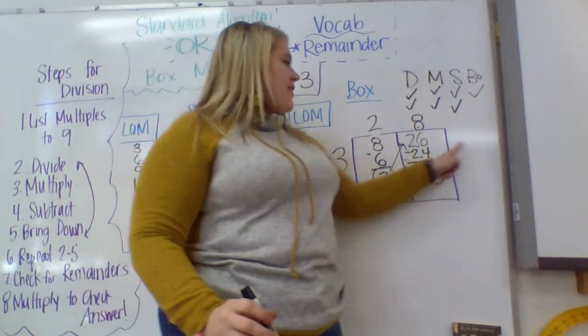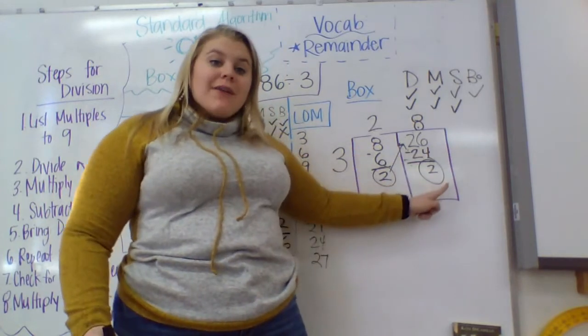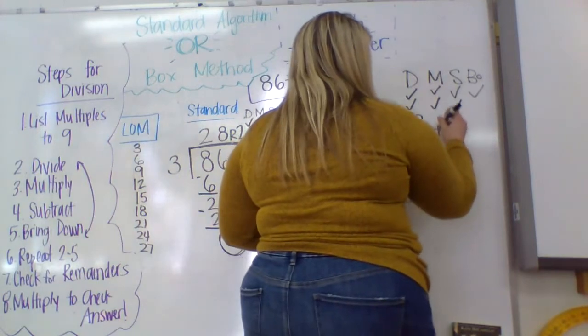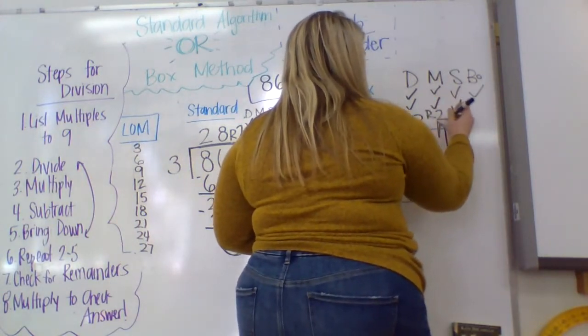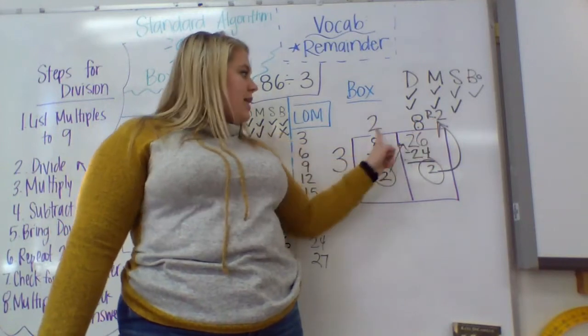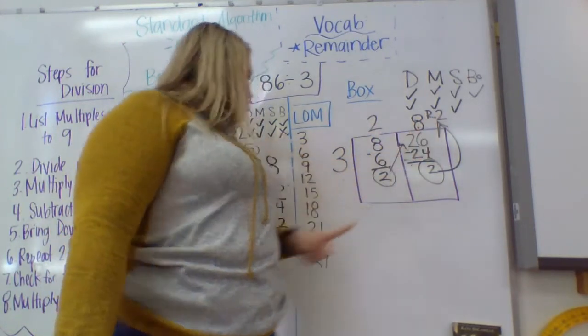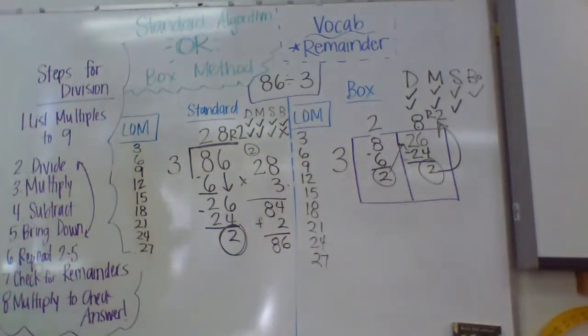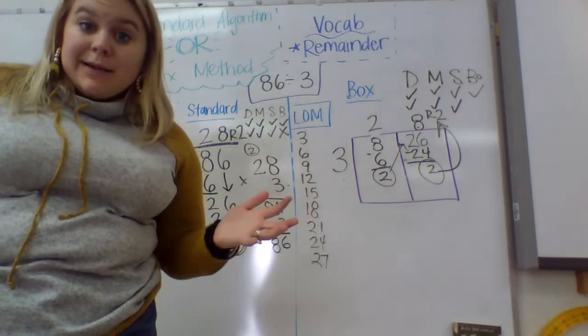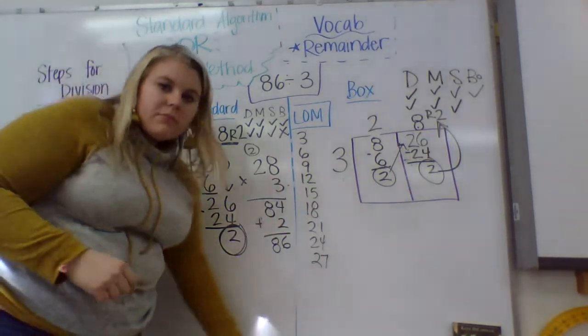But I don't have anywhere to bring it over. So if you have a remainder with box method and you can't bring it over, then you have to bring it up and put your R in front of it to show that it's your remainder. 28, remainder 2. So as you're working through these, you can try some standard, you can try some box, see which one works best for you.